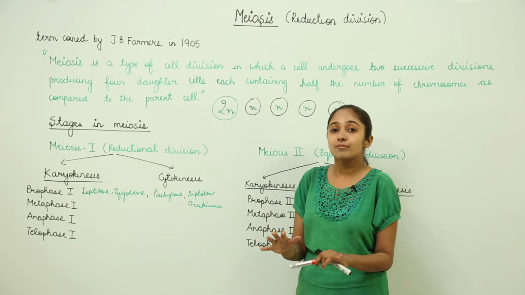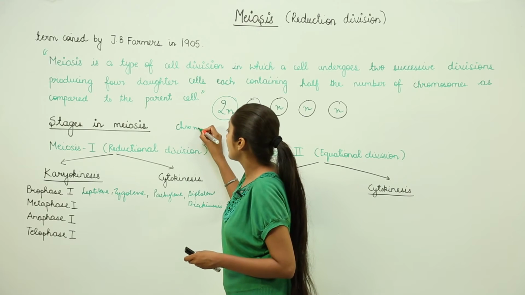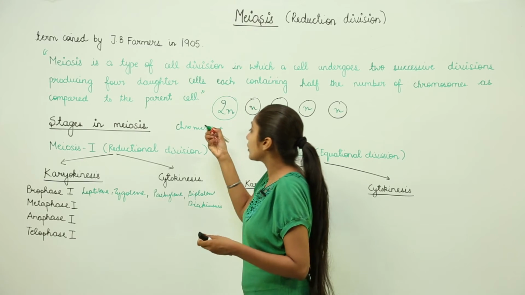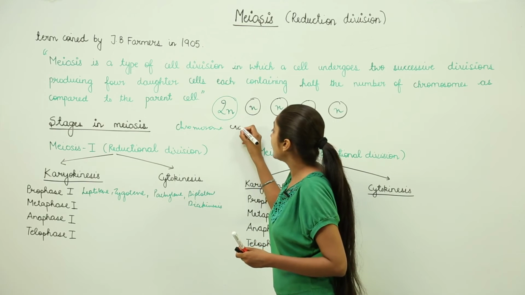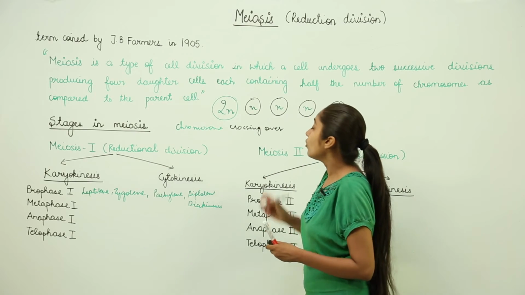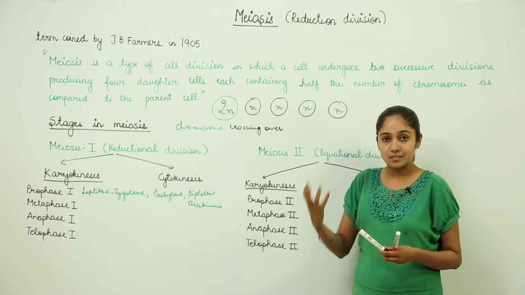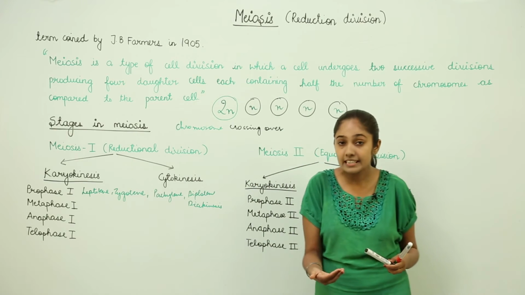The main feature of meiosis is that chromosome crossing over takes place, or you can simply call it crossing over, right? So where does this meiosis take place? It takes place when we talk about the formation of gametes, right?